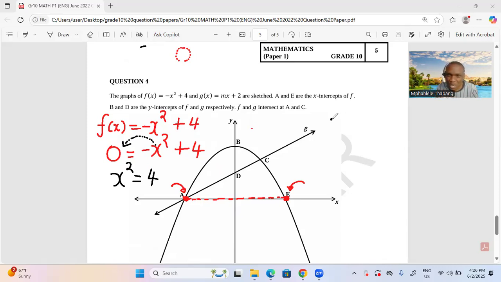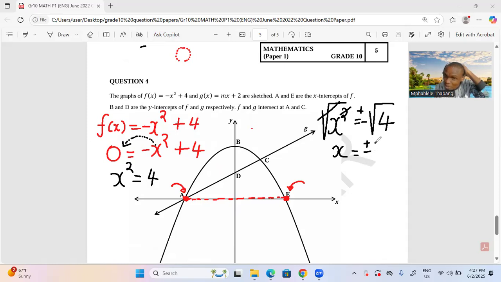You have x squared, you put it in the square root, equals 4. Now, when you put the number inside the square root, I ask you to say plus or minus. You must always say plus or minus. So x is going to be plus or minus 2, which means that the coordinates of A are 2 and 0.